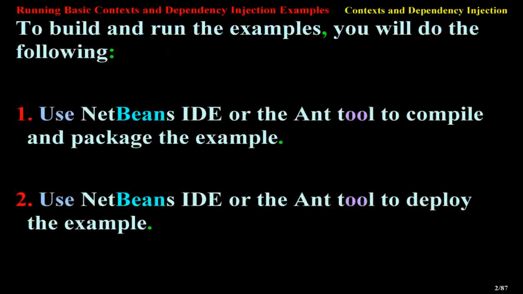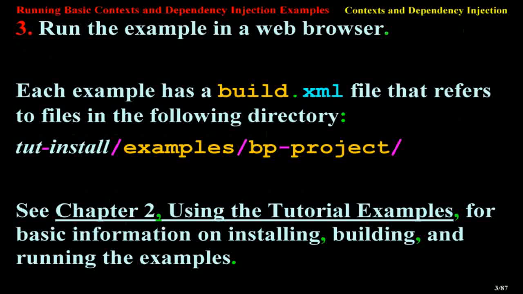Use NetBeans IDE or the Ant tool to compile and package the example. Use NetBeans IDE or the Ant tool to deploy the example. Run the example in a web browser. Each example has a build.xml file that refers to files in the following directory: tut-install/examples/bp-project. See Chapter 2, using the tutorial examples, for basic information on installing, building, and running the examples.